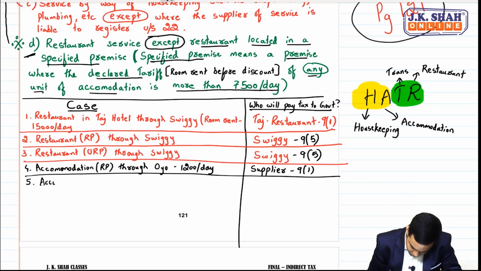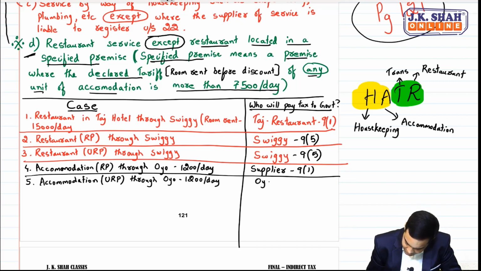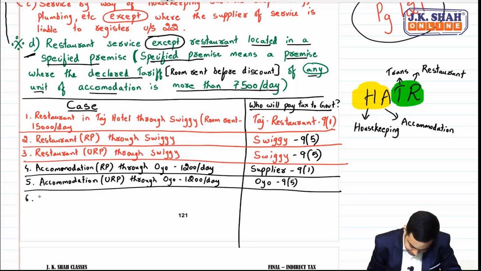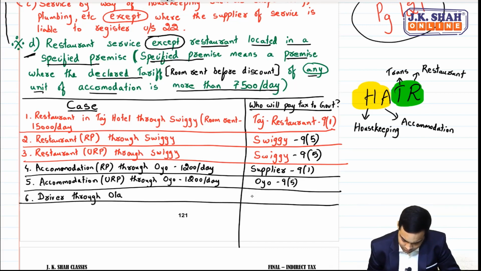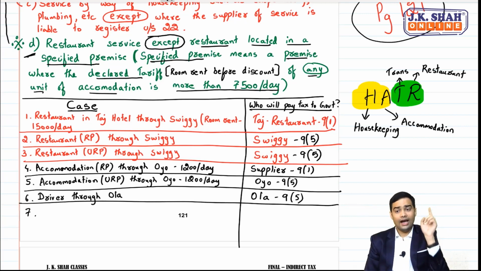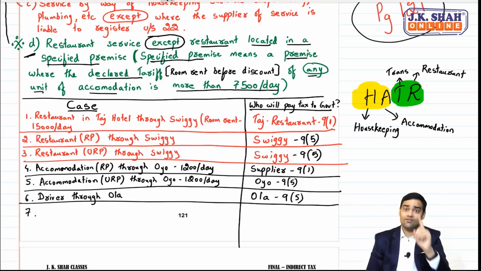Fifth one, accommodation, unregistered person through OYO, 1200 per day. OYO will pay the tax, 95. Then driver through Ola, who will pay the tax, people? See, driver through Ola will pay the tax under 95. Last one is the most important one. I expect institute to ask you question on this if the question paper is difficult.